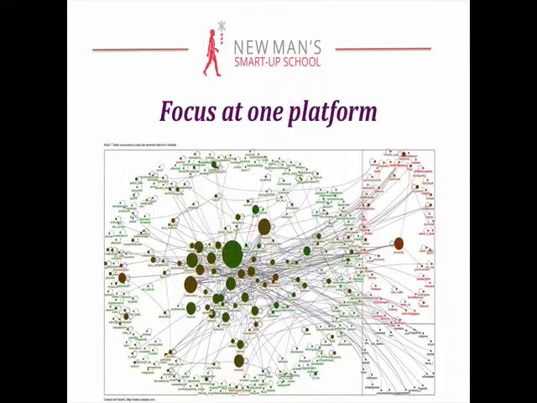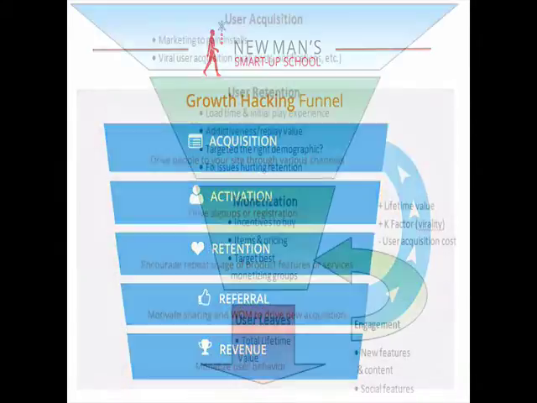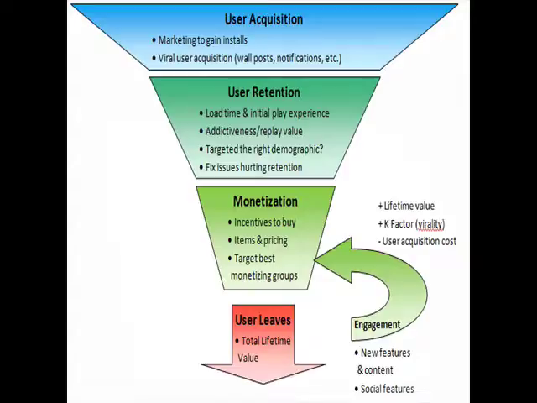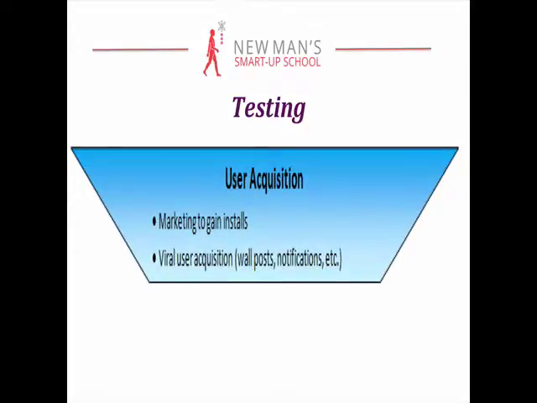So when I said focus on one platform, the biggest one, with 1 billion users, is Facebook. So on Facebook, we will go through 4 types of testing. First, we go to user acquisition, then user retention, then we try to monetize those users, and in the end, we will calculate how long they stay and how much they spend.